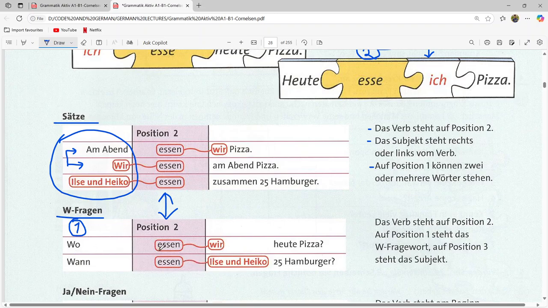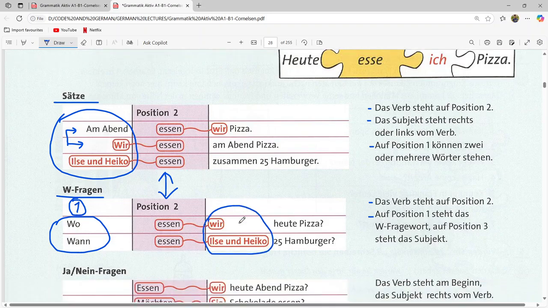Wo essen wir heute Pizza? Where are we eating pizza today? Wann essen Ilse und Heiko 25 Hamburger? When are Ilse and Heiko eating 25 hamburgers? So what are the conditions? Das Verb steht auf Position 2. So the verb stays in position 2. Auf Position 1 steht das W-Fragewort. So in position 1 the W-Frageword will be there. And on position 3 steht the subject. So in position 3 we find the subject.